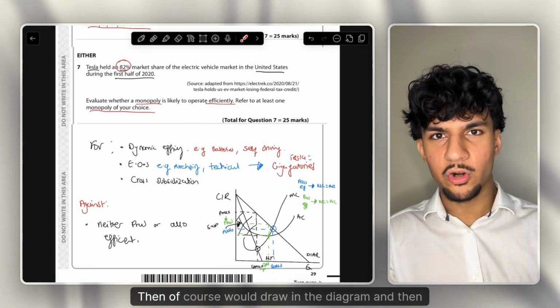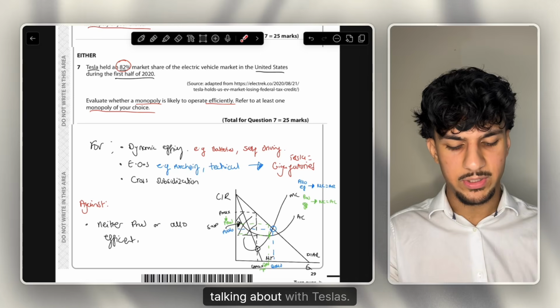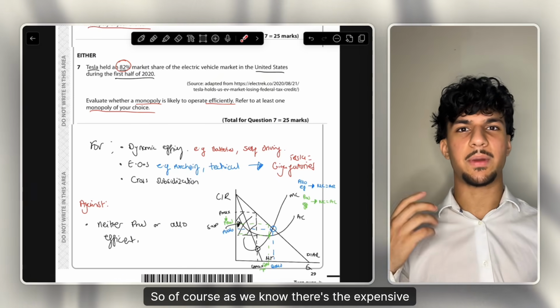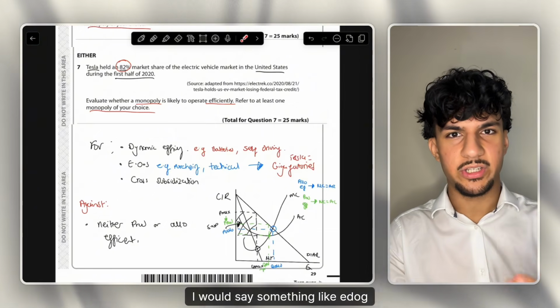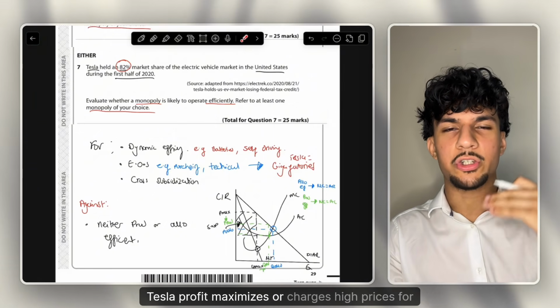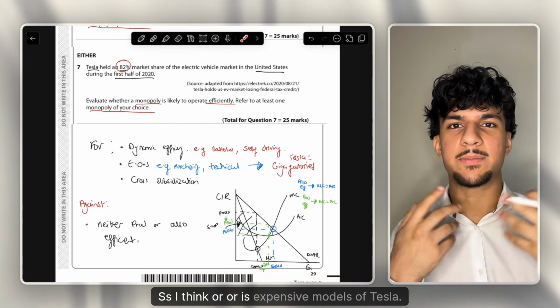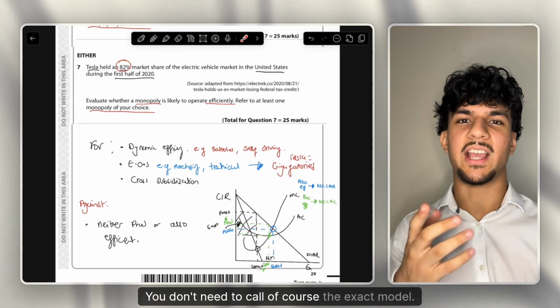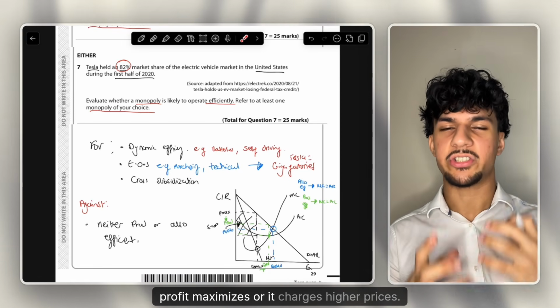Then of course, I would draw in the diagram, and then I would put an example, something like what we were talking about with Teslas. So of course, as we know, there's the expensive Tesla models, and there's the cheaper Tesla model. I would say something like, Tesla profit maximizes, or it charges high prices for its Model S, I think, or its expensive models. You don't need to quote the exact model, but you can just say Tesla has expensive cars where it profit maximizes or charges higher prices.